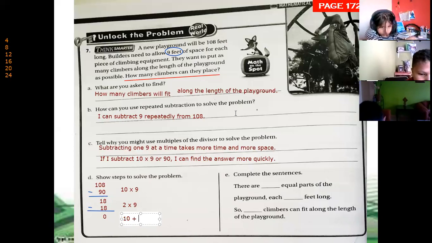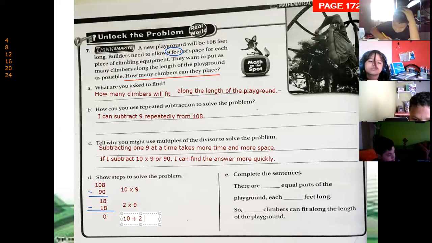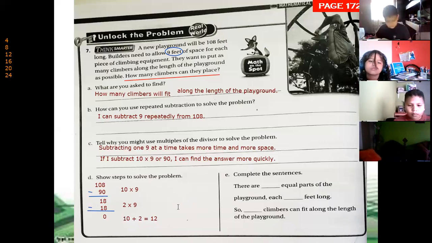Look at the multiplications. I multiplied 10 times 9 and 2 times 9. There is a common number in the two multiplications. The common number is 9. So the numbers that I am adding are the first factors, 10 plus 2. 10 plus 2 equals 12. So that's the answer of my division. 108 divided by 9 equals 12.